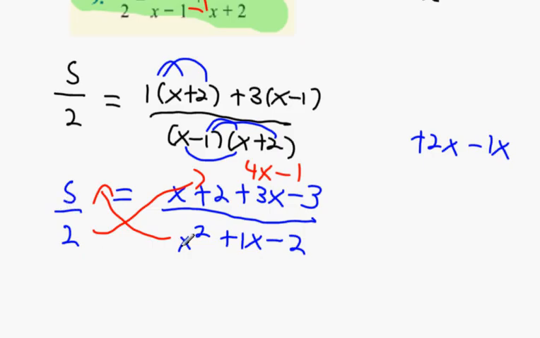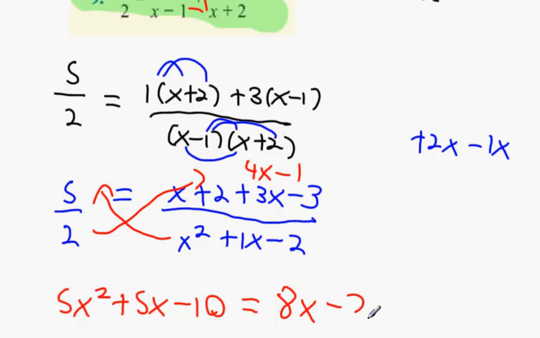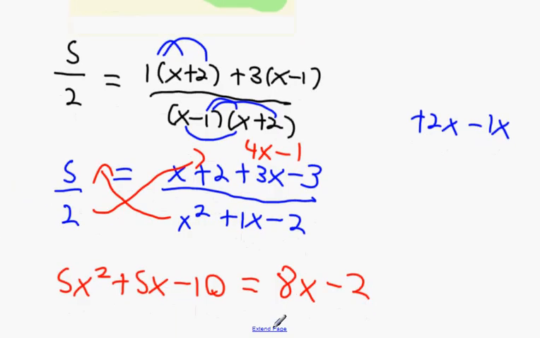So you're going to get 5 times x squared, 5x squared. 5 times 1x is 5x. 5 times minus 2 is minus 10. On the other side, you're going to get 2 multiplied by 4x minus 1. 8x minus 2. Okay? Then you're going to bring it all to one side.